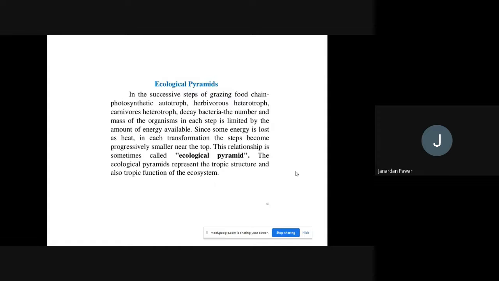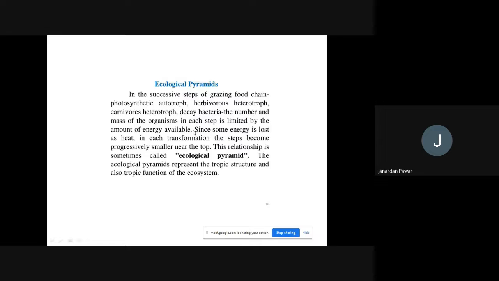So these are the steps in successive steps. These are the things which are there in successive steps. If you look at the first one, food chain, photosynthesis, autotroph, herbivorous, heterotroph, carnivorous, heterotroph, decay, bacteria. The number and the mass of the organism in each step is limited by the amount of energy available. So according to this, energy will get available, and these steps are also there in the ecological pyramid.